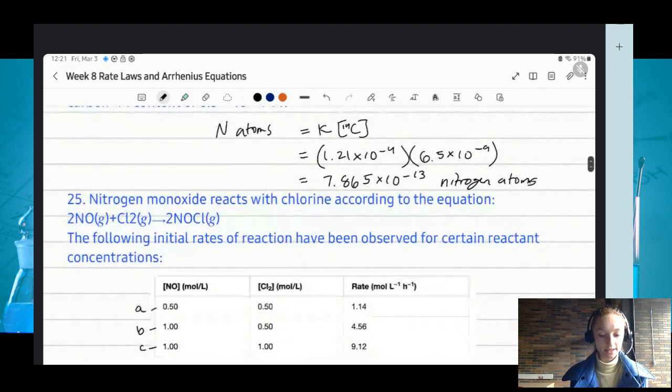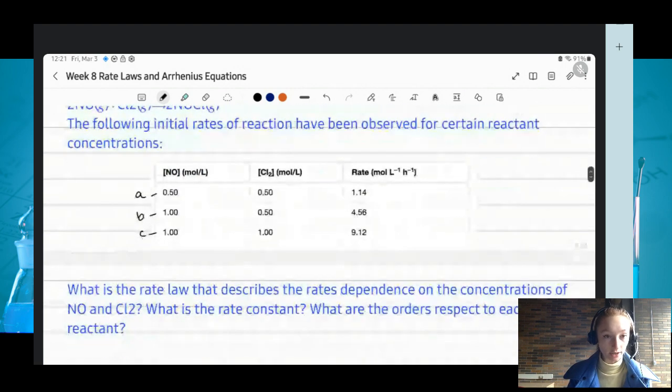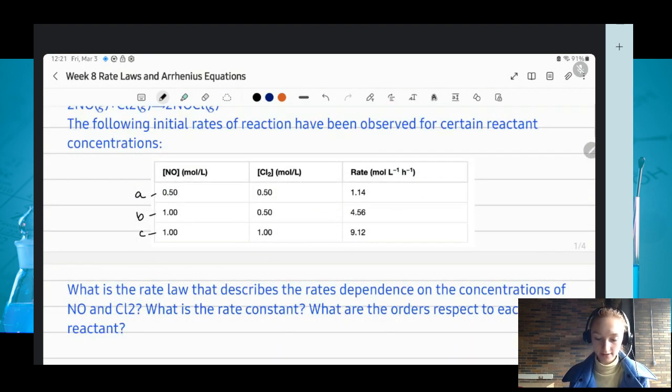So 25 says nitrogen monoxide reacts with chlorine according to the equation: 2 nitrogen monoxide plus chlorine gas equals NOCl. The following initial rates of reaction have been observed for certain reactant concentrations. So this one is very similar to what we just did. It's using that same equation. It also says what is the rate law that describes the rate's dependence on the concentrations of nitrogen monoxide and chlorine gas. What is the rate constant? What are the orders with respect to each reactant?